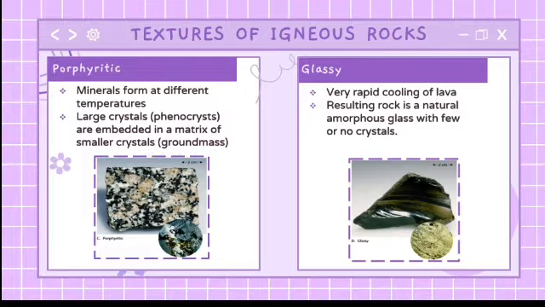Glassy textures occur during some volcanic eruptions when the lava is quenched so rapidly that crystallization cannot occur. The result is a natural amorphous glass with few or no crystals. Examples include obsidian and pumice.